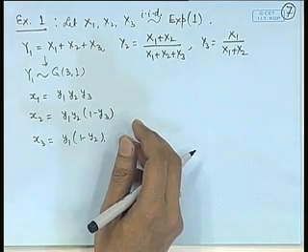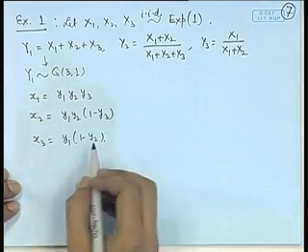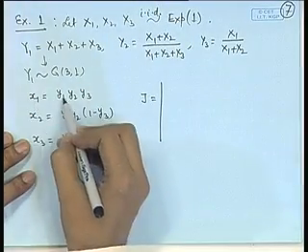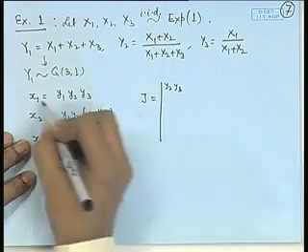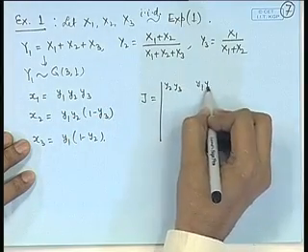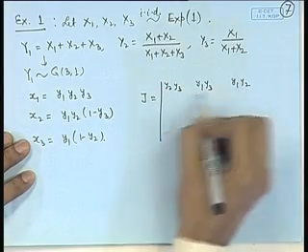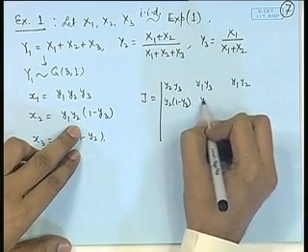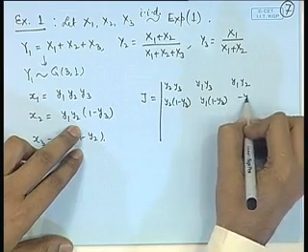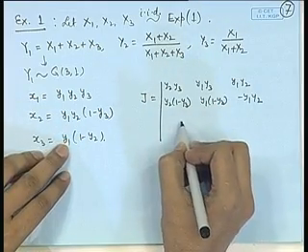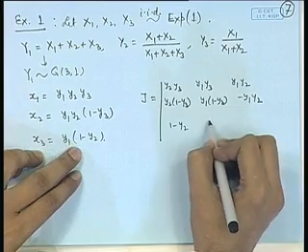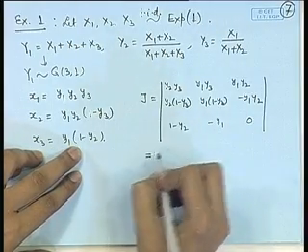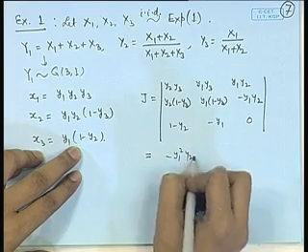So, we can determine the Jacobian of the transformation. Dou x1 by dou y1 is y2, y3, dou x1 by dou y2 is y1, y3, and so on. y2 into 1 minus y3, y1 into 1 minus y3, minus y1, y2, 1 minus y2, minus y1, and 0. So, if we evaluate this, it turns out to be minus y1 square y2.